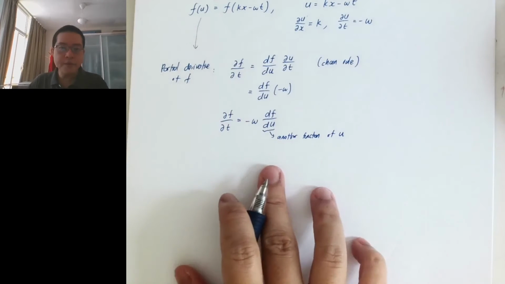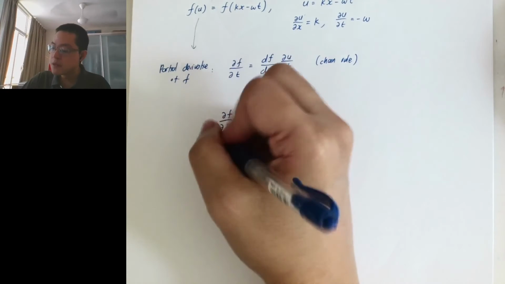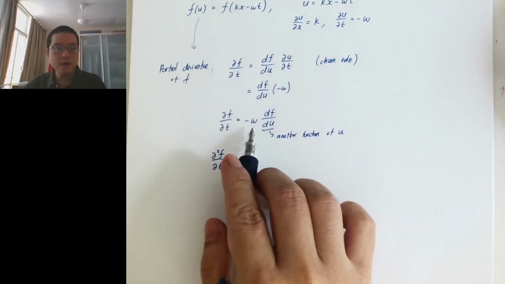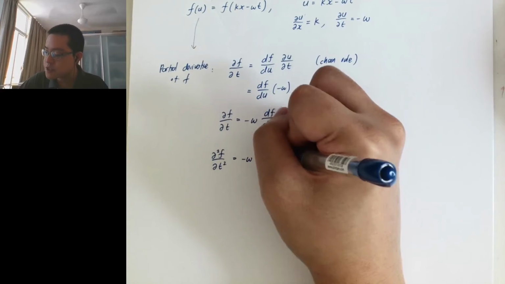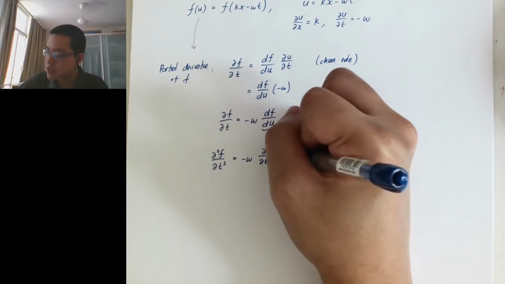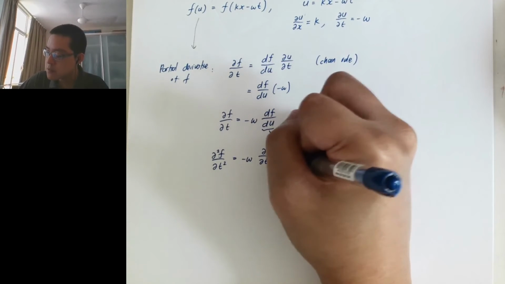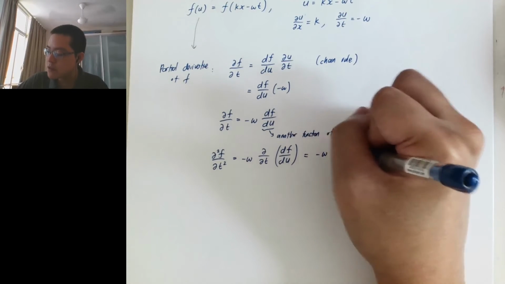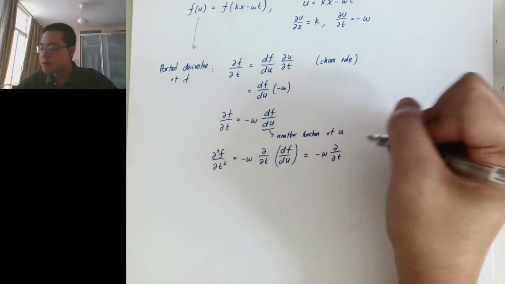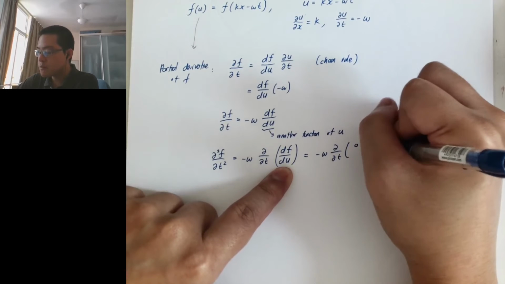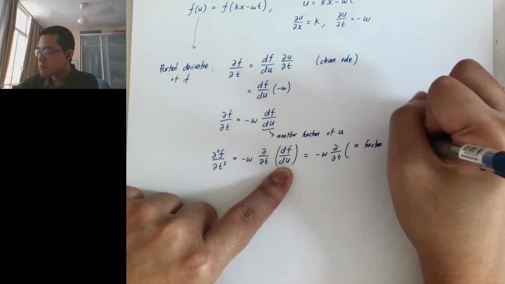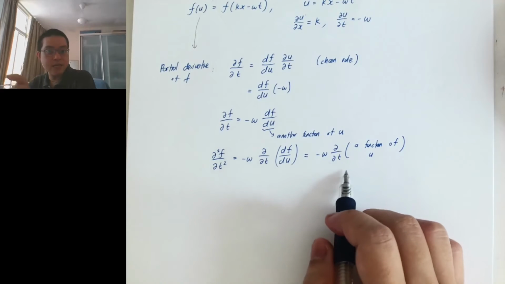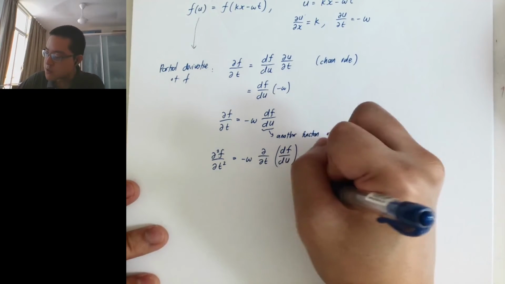Okay. So what happens if I differentiate this again? If I differentiate this with respect to time again, this is a constant, so no need to differentiate. What I'm doing is differentiating df/du. So how do I differentiate df/du? Remember, df/du is a function of u. If I differentiate a function of u with respect to t, I still need to use the chain rule. So this is omega.